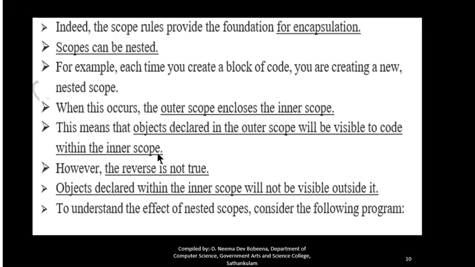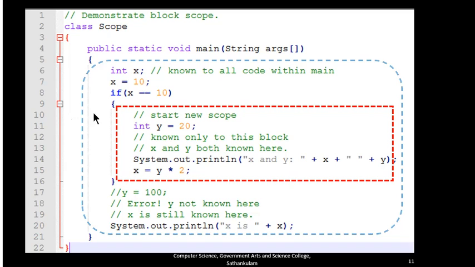Again, we can say that the variables declared in the outer scope can be accessed within the inner scope. In this example, int x is equal to 10. So x is defined in the outer scope. And here if x is equal to 10, it enters into another block. This is the inner scope. Here we are declaring a variable y which is initialized with the value 20, and the variables declared in the outer scope are visible within the inner scope.